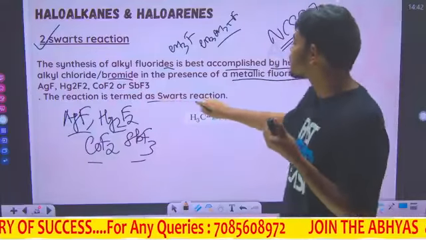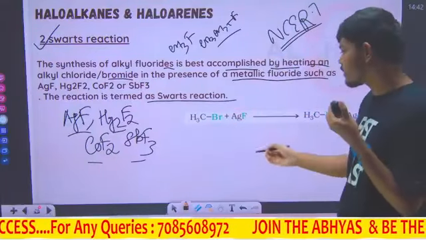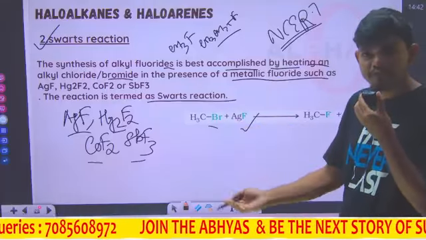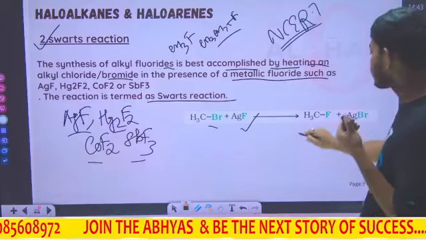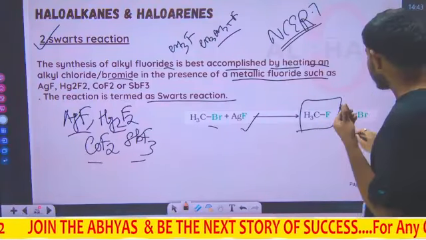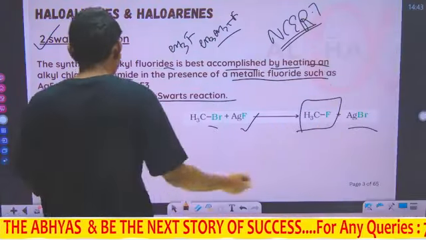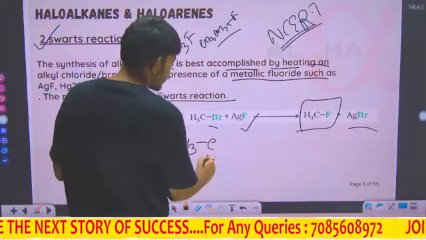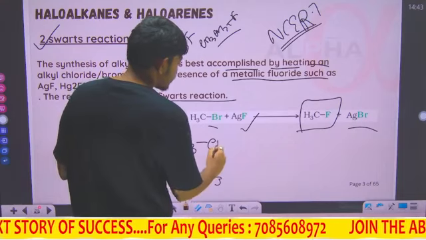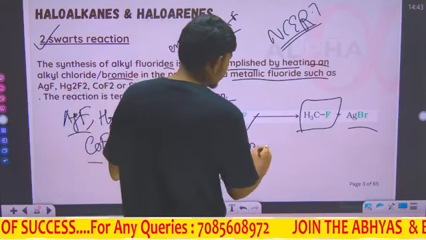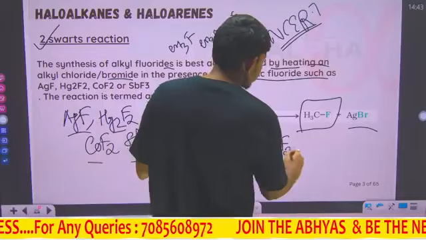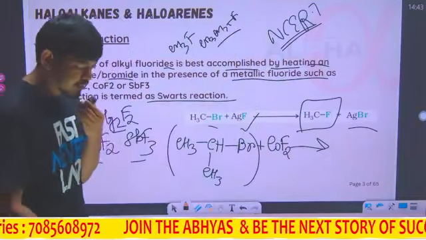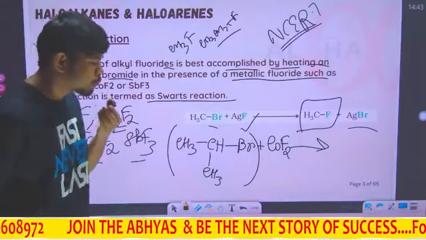So the reaction comes as the Swarts reaction, named after a scientist. Here is one example: your CH3Br reacts with AgF. Here it can be AgF2 or CoF2. It does the same thing, only it adds fluorine. AgBr is your byproduct in this case. Here is one example. Suppose you are again adding a CH3 group, having Br, and you react with, suppose, CoF2. What will be your product? Just write it in a copy. Then we can move on.